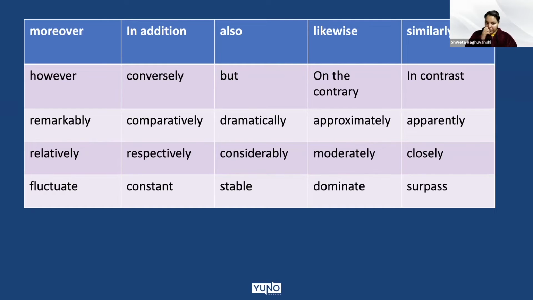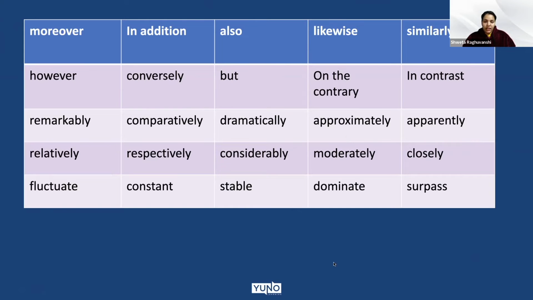So if A is at 10 and B is at 50, you say that in this year, A was at 10, in contrast, B is at 50. So you have to show a contrast between these two. And these are the words we can use. And other words like moreover, in addition to, also, likewise, similarly, and all these words that we have here, these are also used in task 1 and task 2.